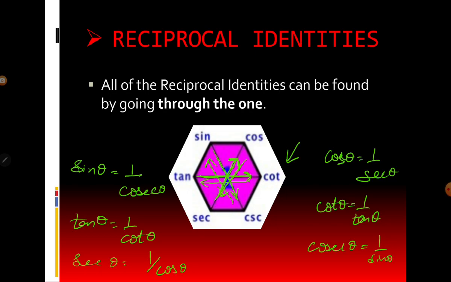So this way we can find 6 identities with the help of only one hexagon. Okay, so that is why we are telling this is a super hexagon. Okay, so this is your reciprocal identities.